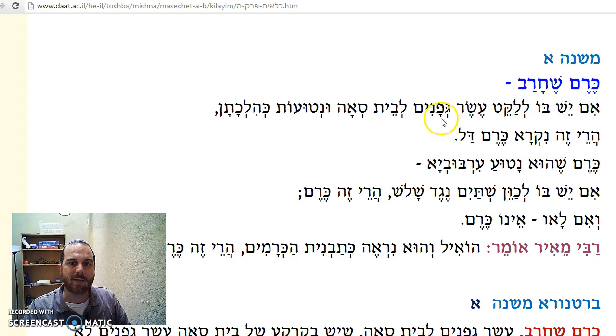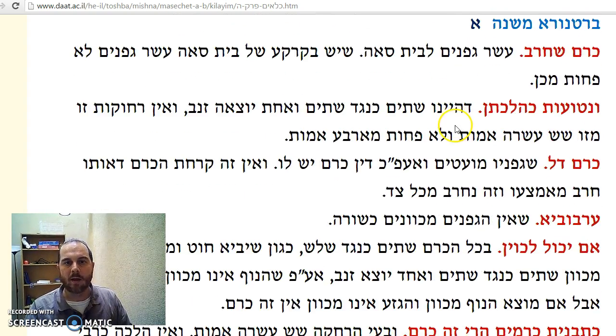Im yesh bo lelaket eser gfanim lebeit sa'ah. If I have 10 gfanim in a beit sa'ah. Beit sa'ah, remember we said, was the amount that it would take to plant a sa'ah of grain, okay? Anyway, it's 7,500 square amot, 2,500 amah merubaot. 2,500 square amot, okay? Even if they're planting kil chatan, then nikra kerem dal. That's called the kerem dal. Let's see what that means.